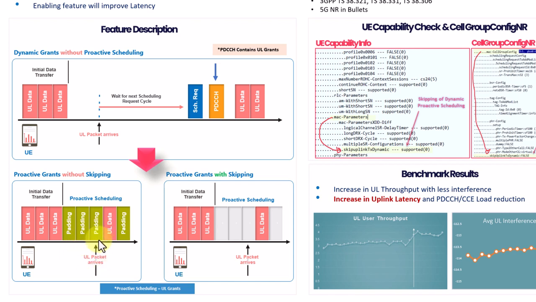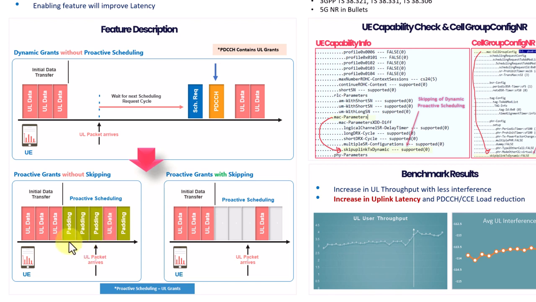So the user can keep sending the padding as long as he's receiving the proactive scheduling. Once the uplink packet arrives, he will be able to directly transfer the uplink data. So you are saving this kind of delay which was being sent here. This was the latency. This was the improvement which came from proactive scheduling: it will improve the latency.